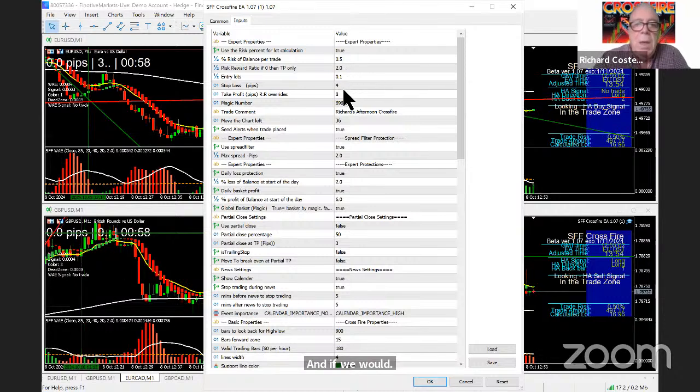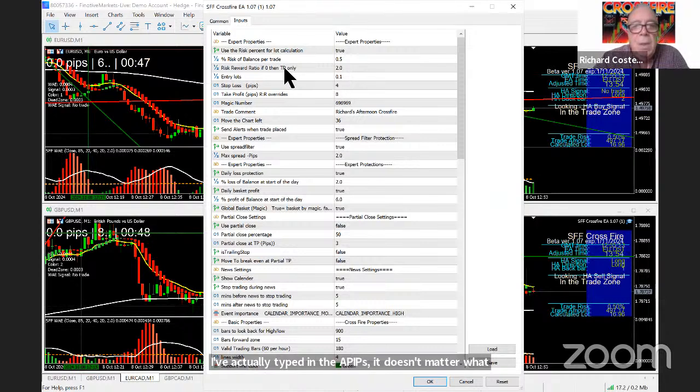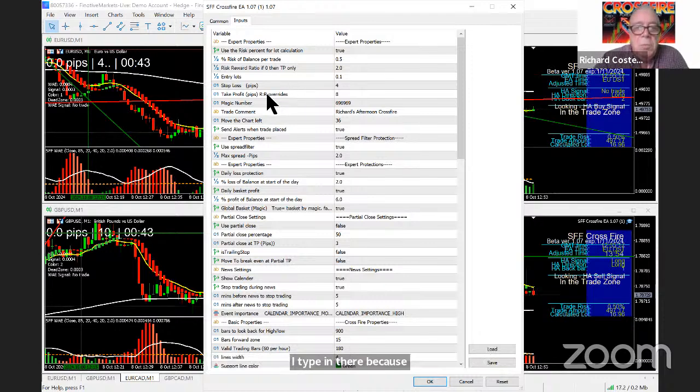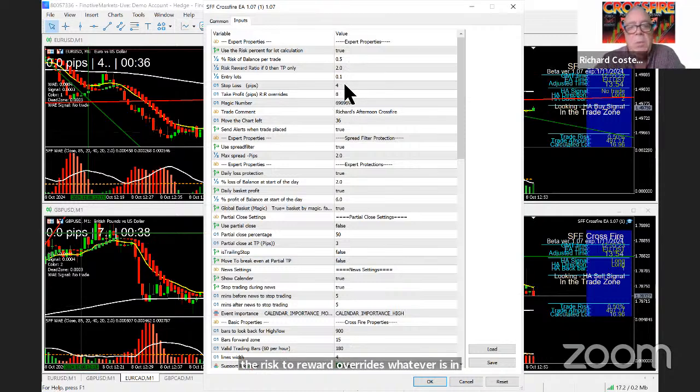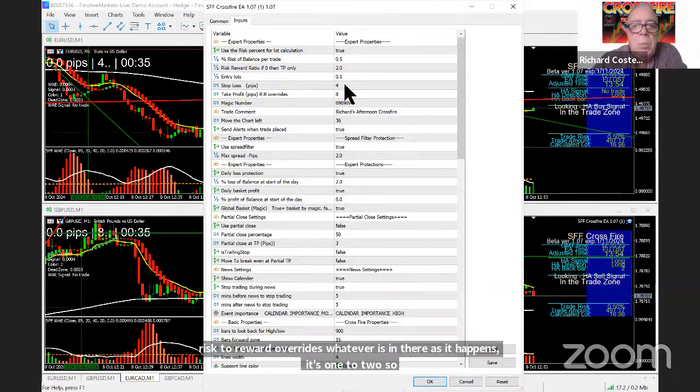I'm looking at a stop loss of 4 pips. I've actually typed in there 8 pips. It doesn't matter what I type in there because the risk to reward overrides whatever is in there. As it happens, it's 1 to 2, so a 4 pip stop loss equals 8 pips take profit.